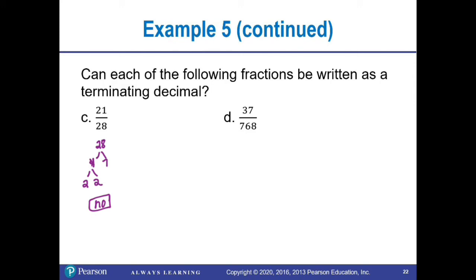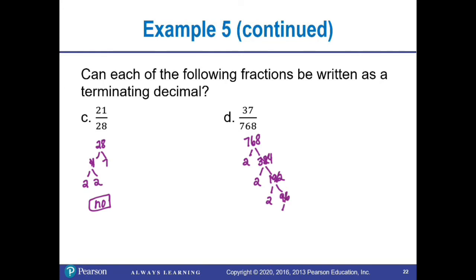Look at part D, 37/768. Find your prime factorization for 768. Well, this is an even number, so I know 2 divides into it. I've used my scratch paper, and 2 goes into 768 384 times. Now, 384 is an even number, so 2 divides into it. I used my scratch paper, and 2 goes into 384 192 times. 192 is even. 2 times 96 will make 192.